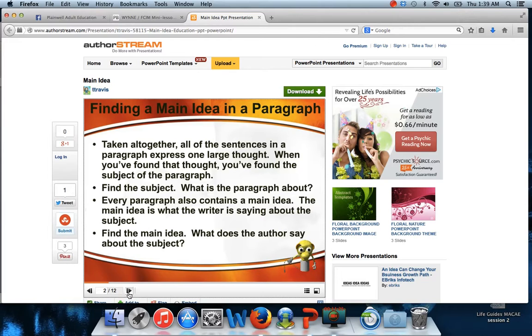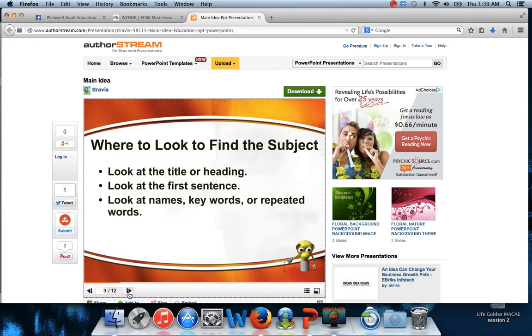They're going to be different or slightly different. But usually, if it's a series of paragraphs, if it's an essay or an article, each of those smaller main ideas builds upon the larger main idea. So, where are we going to look to find the subject? First, you have to know the subject.